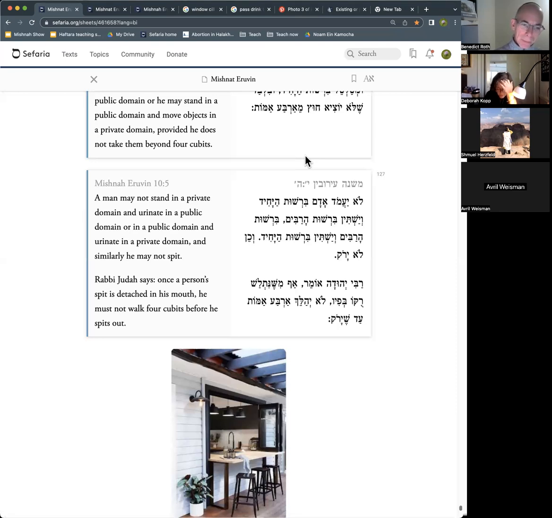Rabbi Yehuda says once a person's spit is detached in his mouth, in other words, once you've got some spit sitting in your mouth, we don't walk 4 cubits before spitting out. Now, the halacha doesn't go according to Rabbi Yehuda, but the length of 4 cubits is really interesting. And we've seen before, according to Rabbi Eliezer, actually, but Rabbi Yehuda seems to have the same measure in his head.